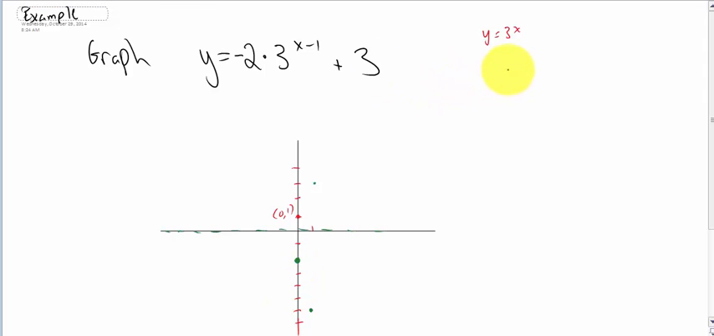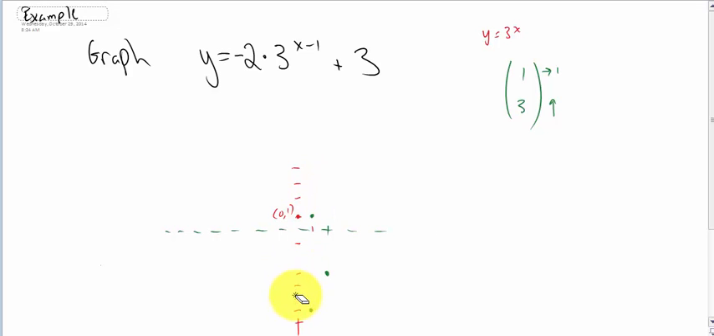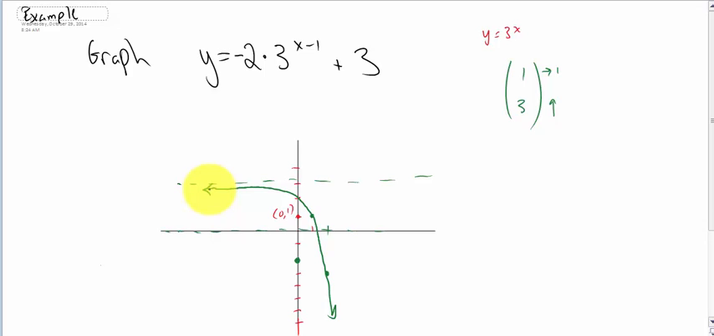So I need to now take these points and translate them using the vector (1, 3), which means go right 1, up 3. So right 1, up 3. 1, 2, 3. Right 1, up 3. Erase some of these other points that I don't need anymore. And remember, the asymptote must shift also. And there's our graph.